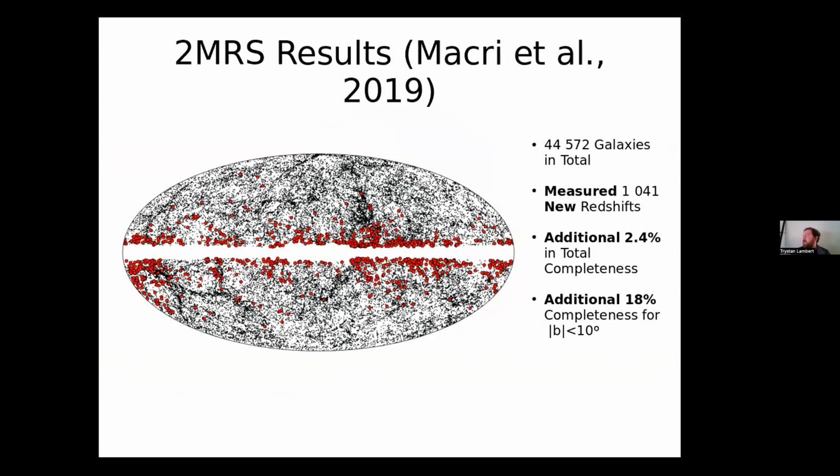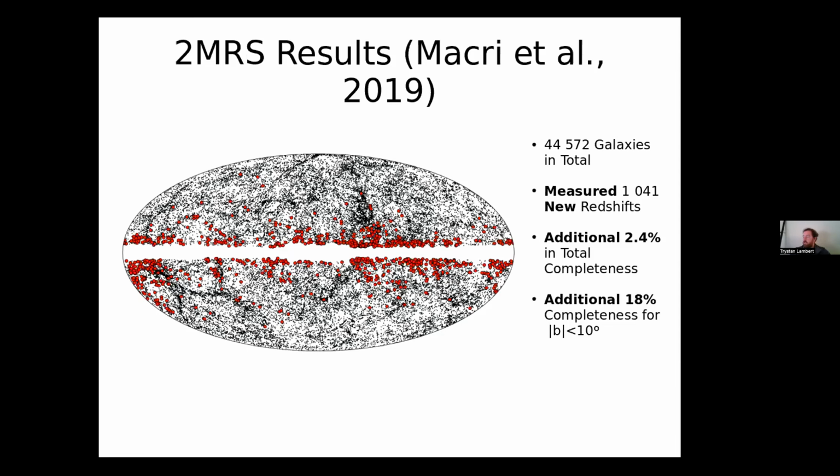These were published in 2019, and we now have the final, most complete whole sky, magnitude limited redshift survey. It was published here. We have 44,572 galaxies. Our contribution was these new 1,041 redshifts, which was an additional 22.4%.